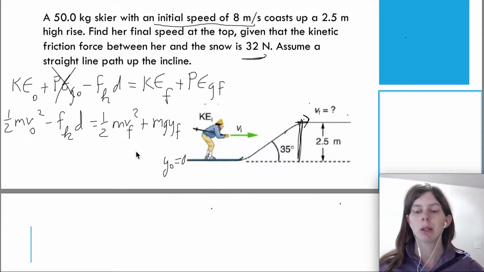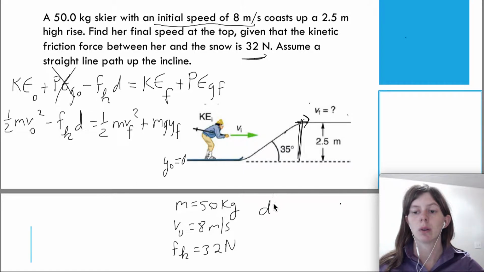So let me go ahead and write down my givens here just because there will be a lot of numbers. The mass is 50 kilograms. The initial speed, I'm just going in order through all the terms that I need, is 8 meters per second. Friction force is 32 newtons. The distance is this distance up the incline. This distance is always the distance through which that friction force is acting. So we're not given that, because we're given the height and the angle. So we actually have to solve for the distance.